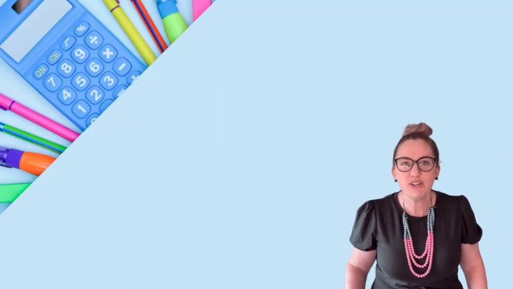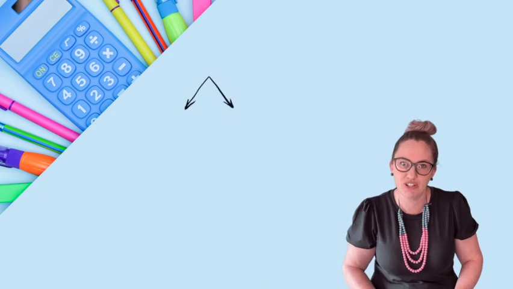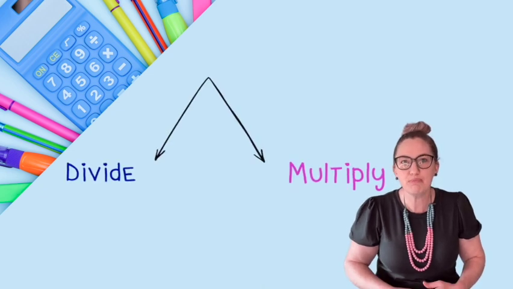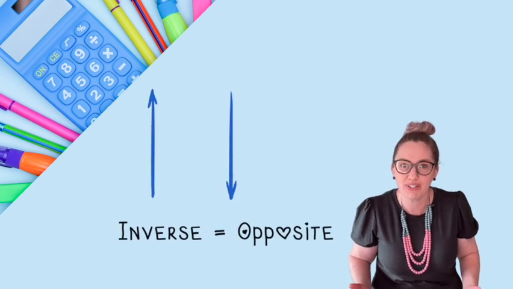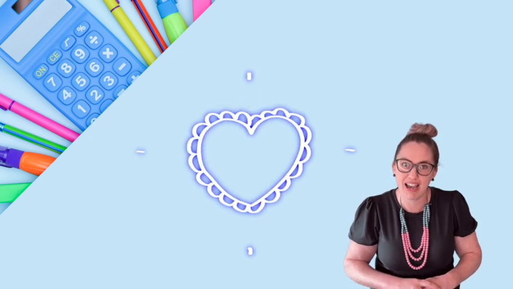When we divide, we often use our multiplication knowledge. This is because multiplication is the inverse operation, or the opposite, to division. It's really handy to know our times tables off by heart. If you don't, just have a times tables chart handy to refer to.